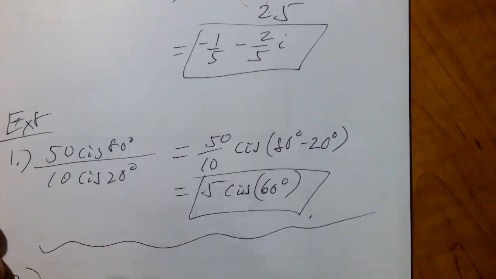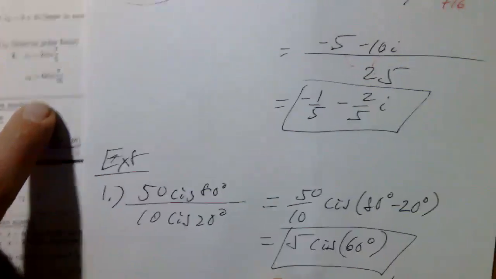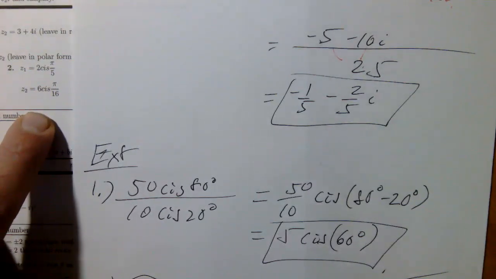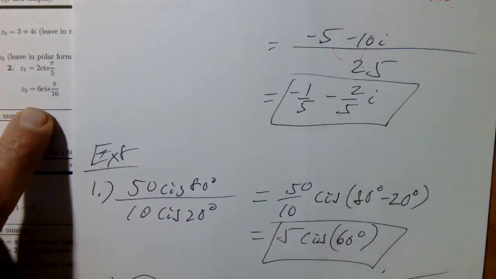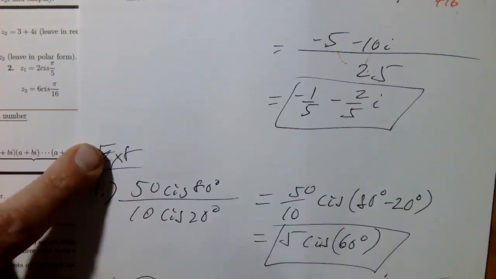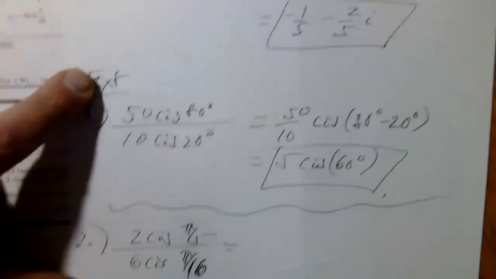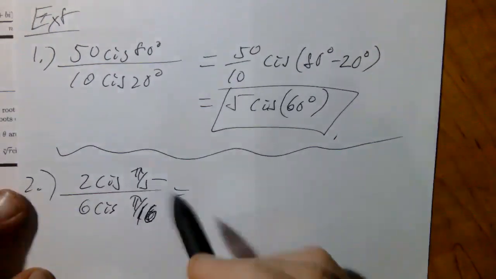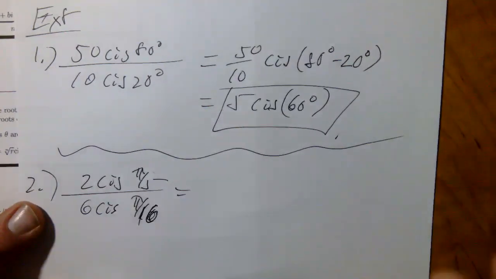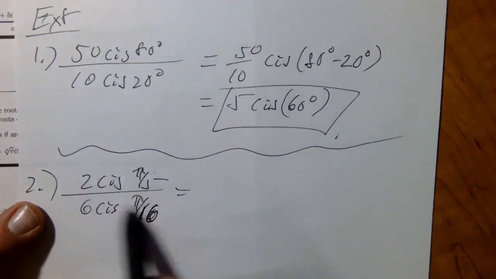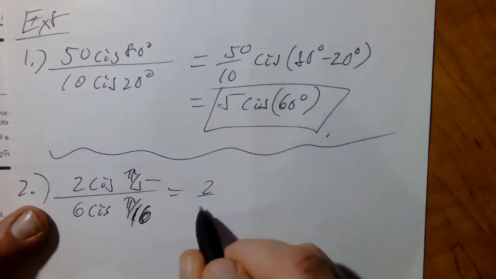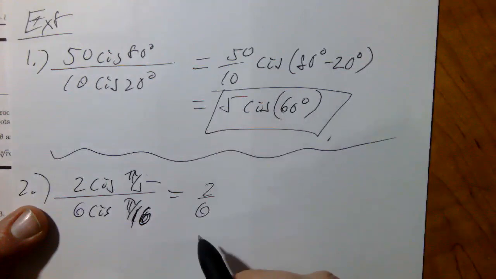Okay. The same thing with the second one, literally the same thing. It just happens to be in radians, right? So it's the 2 cis pi over 5 divided by the 6 cis pi over 16. And the point with this one is watch the radians and also watch the way it's written. What I mean by that is don't just divide it any way you want. Since it said this one divided by this one, you have to keep that order, right? So it's not 3, it's 1/3, right?